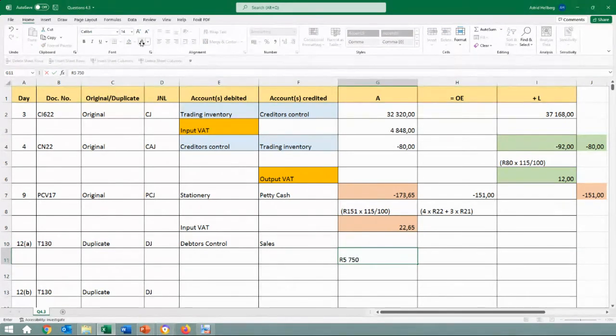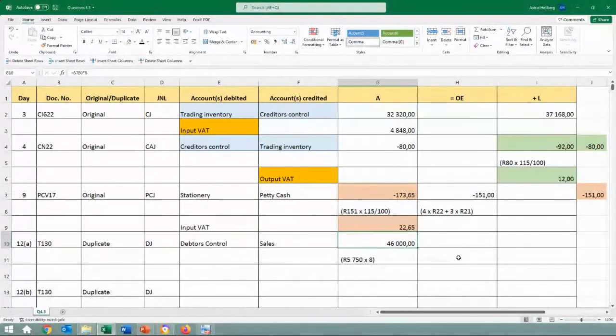So it's 5,750 and we sold 8 of them. Okay, so that is how you would calculate the debtors control, so the sales value. And it will give you an amount of 46,000. Okay, but now remember the sales value will be the amount excluding VAT because of the fact that we have to pay the VAT over to SARS.